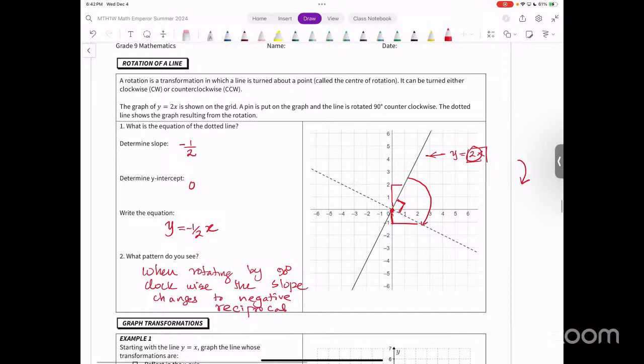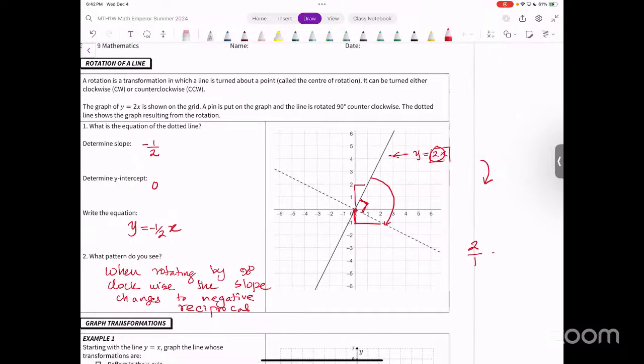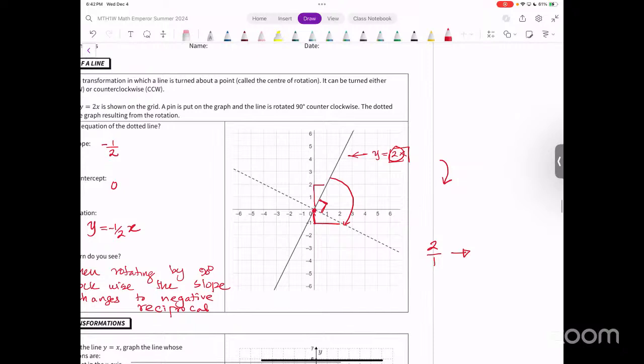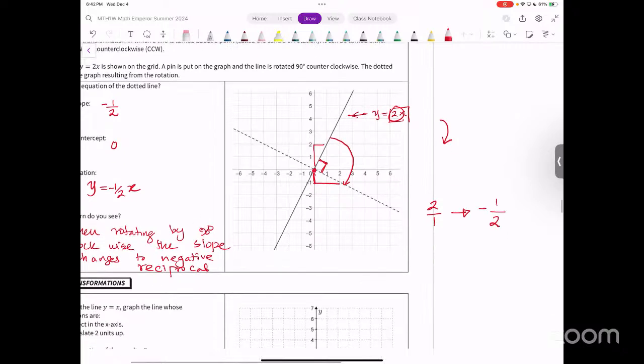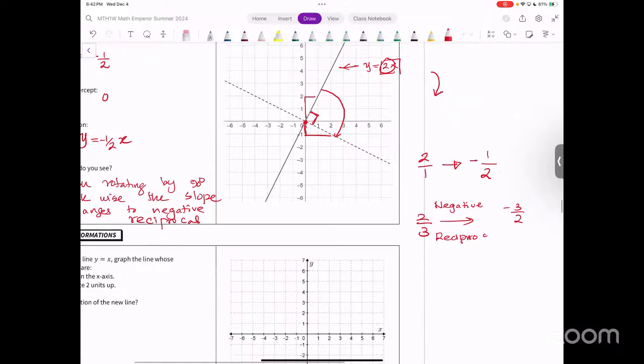Original slope is 2. Can I write 2 as 2 over 1? Why? 2 over 1 is 2. So we can write it. What is the negative reciprocal of this? You flip that, and make it negative. For example, if I have 2 over 3, the negative reciprocal of that is going to be, Shreya, can you tell me? -3/2. Pretty good. -3/2.